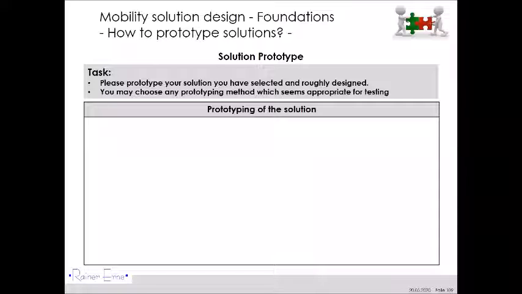Dear ladies and gentlemen, the fourth phase in the design thinking approach, in one iteration at least of the design thinking approach, is the prototyping phase. So your task would be to prototype your solution you have selected in the prior phase and design this prototype. And in order that you are able to accomplish this task, I will introduce you to a few methods for prototyping.